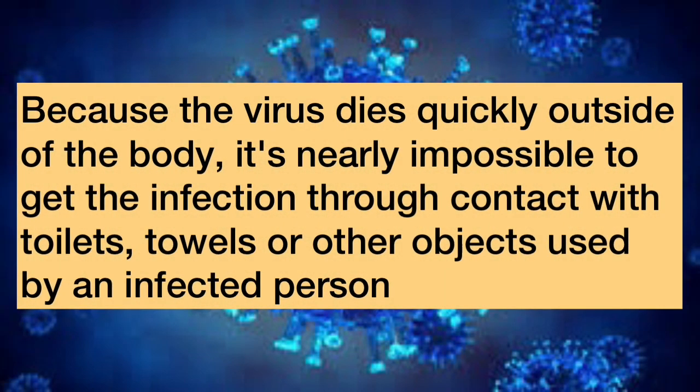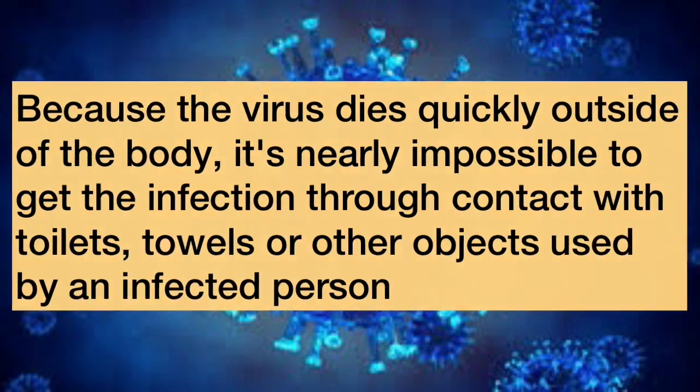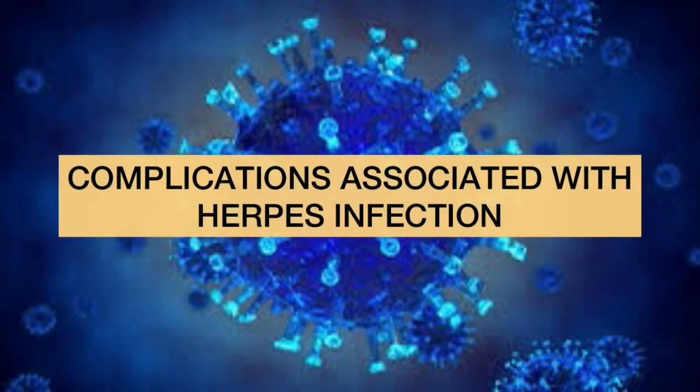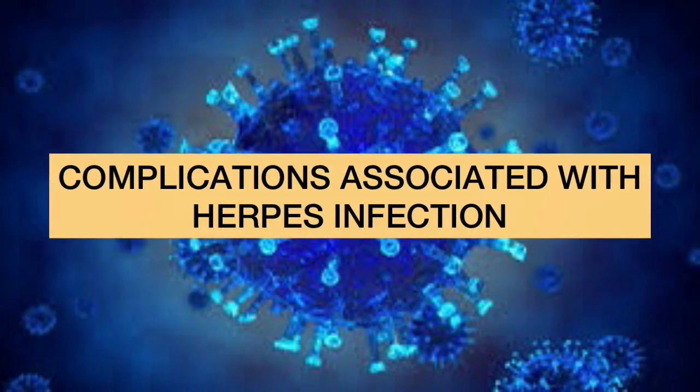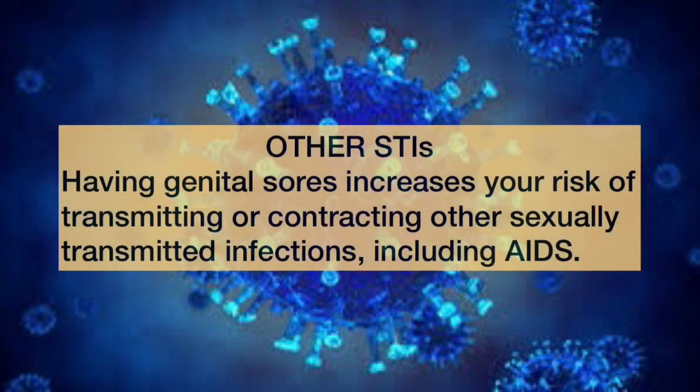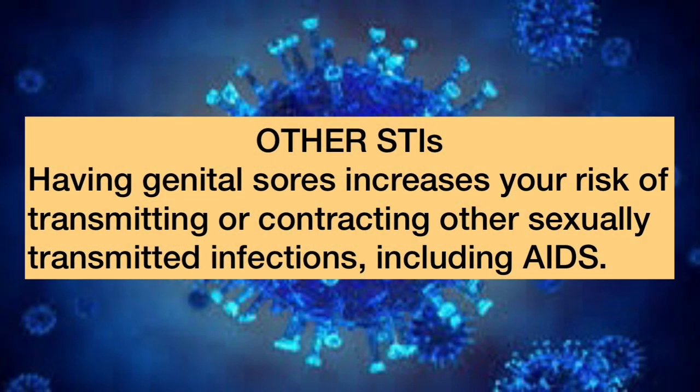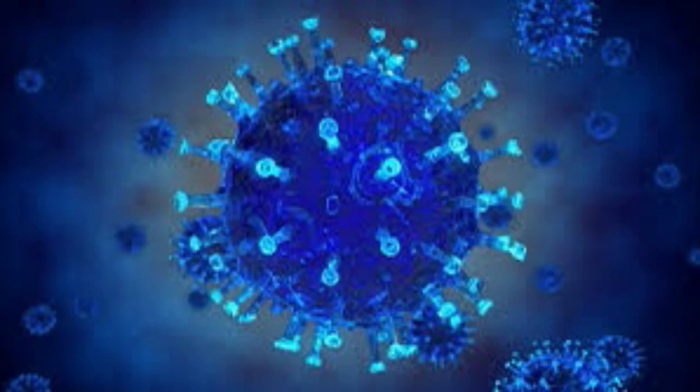Because the virus dies quickly outside of the body, it is nearly impossible to get the infection through contact with toilets, towels, or other objects used by an infected person. Complications associated with genital herpes may include other sexually transmitted infections. Having genital sores increases your risk of transmitting or contracting other sexually transmitted infections, including AIDS.